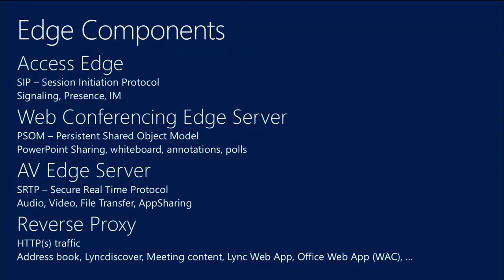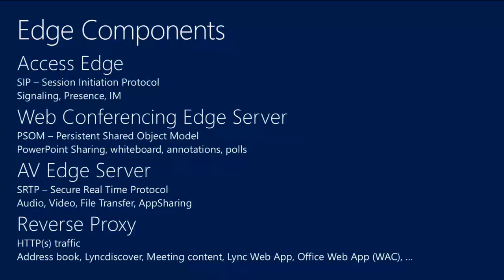The one that's probably the most interesting to me is the AV Edge server, because this is the one that's responsible for the media flows. He's responsible for the secure RTP, the SRTP traffic, which is the media channel. Remember we said earlier there's a difference between signaling and media. Signaling goes to Access Edge, media goes to AV Edge. Audio, video, file transfer, app share, all of that is happening through the AV Edge role. We'll dig more into that role as we go through the traffic flows in a little bit.